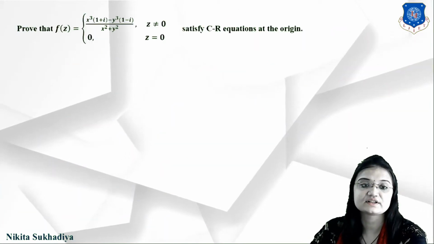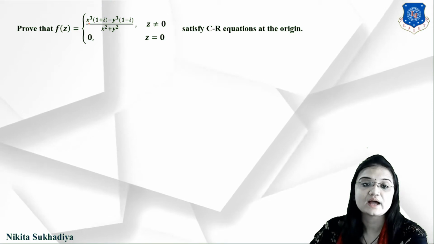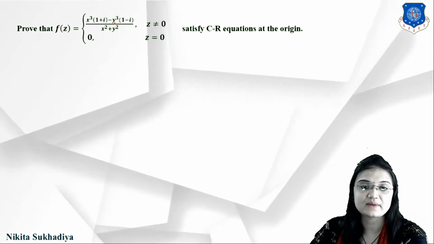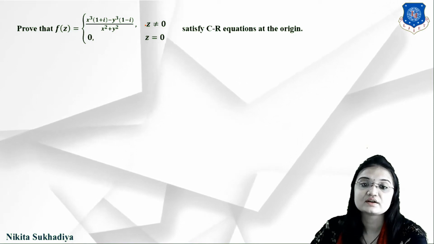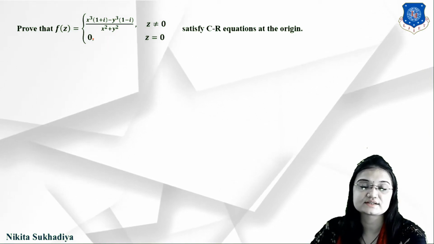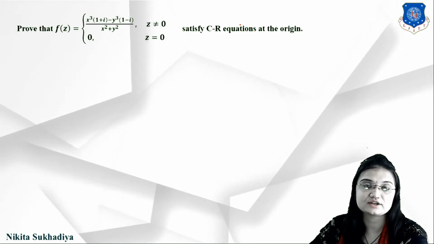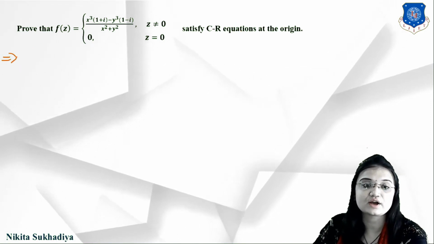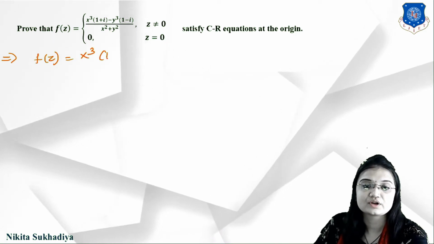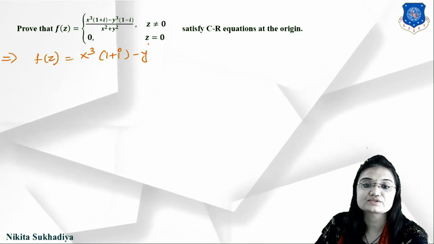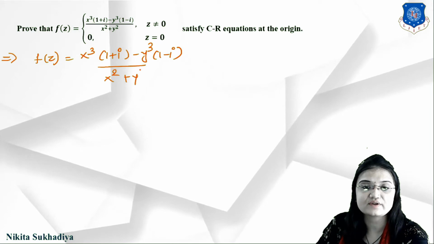Let us understand with another example. Prove that f of z is equal to x cube into 1 plus i minus y cube into 1 minus i upon x square plus y square, where z is not equal to 0, and f of z is 0 when z is equal to 0, satisfies the CR equations at the origin. Okay, so here we have the function f of z is equal to x cube times 1 plus i minus y cube times 1 minus i, upon x square plus y square.